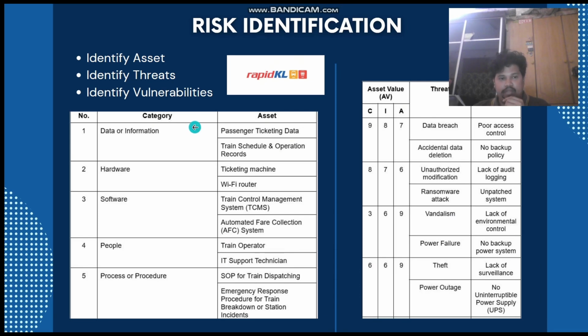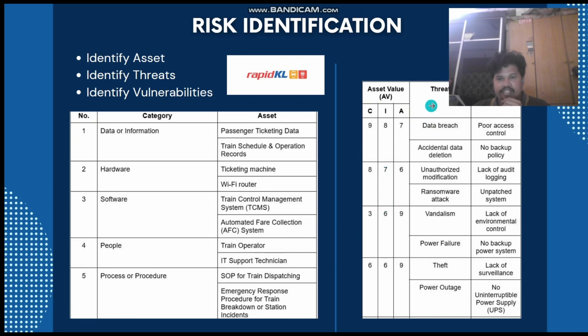So for example, for data information, we recognize the assets as passenger ticketing data, train schedule, and operation records. For hardware, ticketing machine and Wi-Fi router. And then on the right side, this is the list of the asset values. This is the example for the data information and also the hardware only.